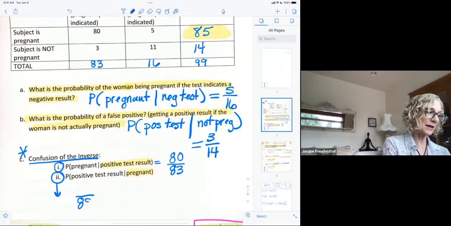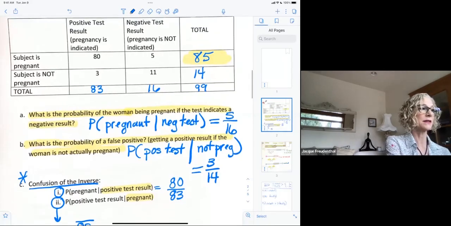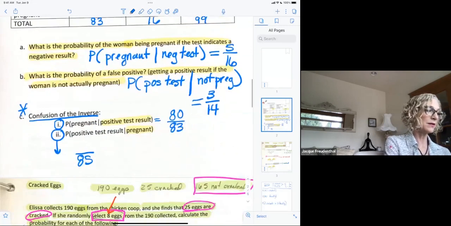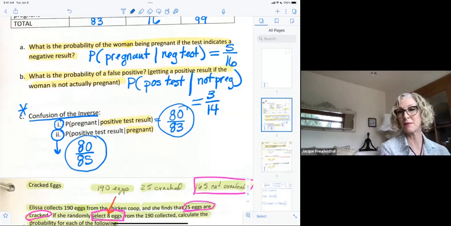And I want to know how many of those have a positive test result. 80 have a positive test result. So my numerator is 80. So do you see that these are not the same? The denominator is not the same. So you need to be really careful about which category you're designating.